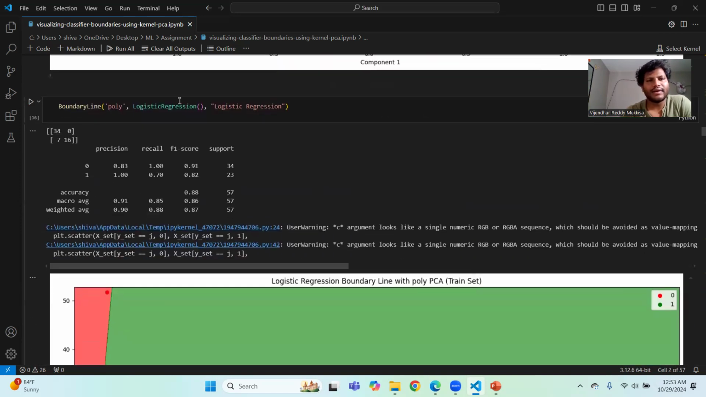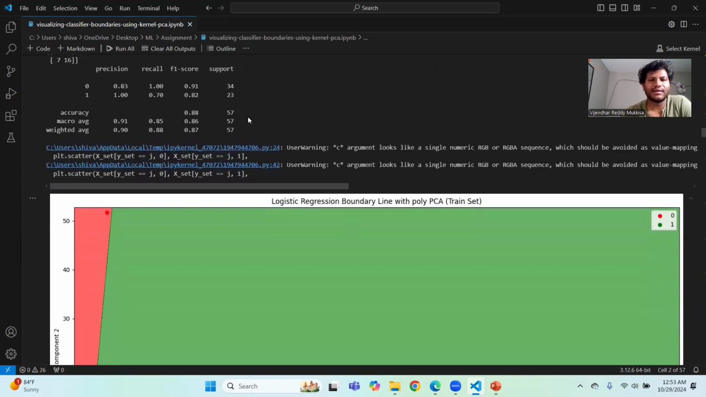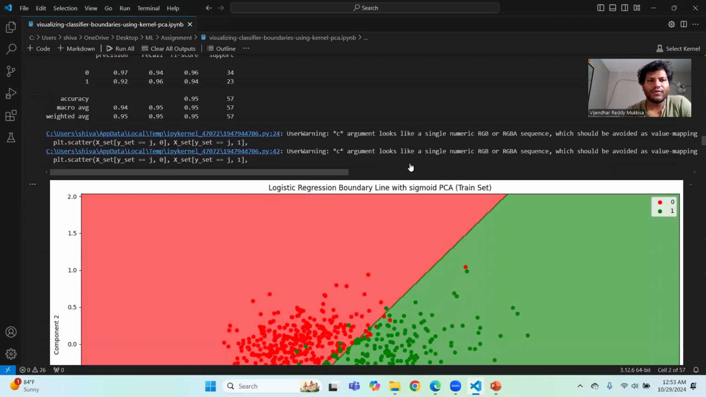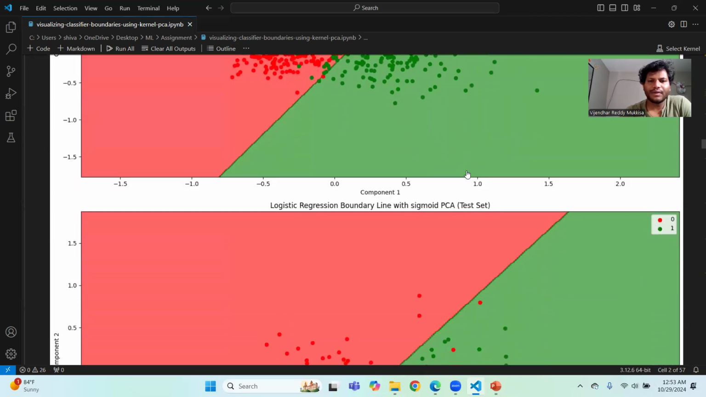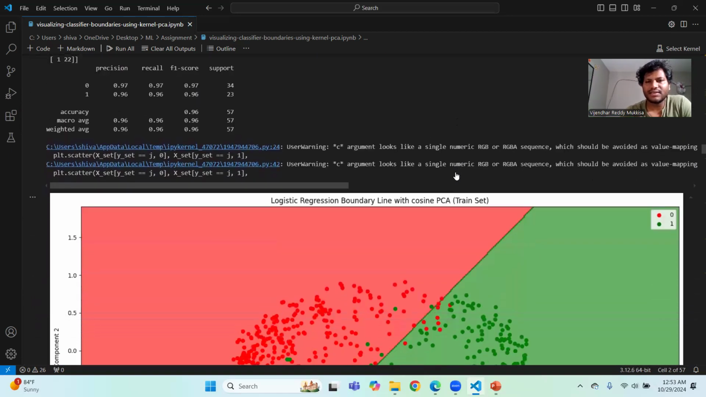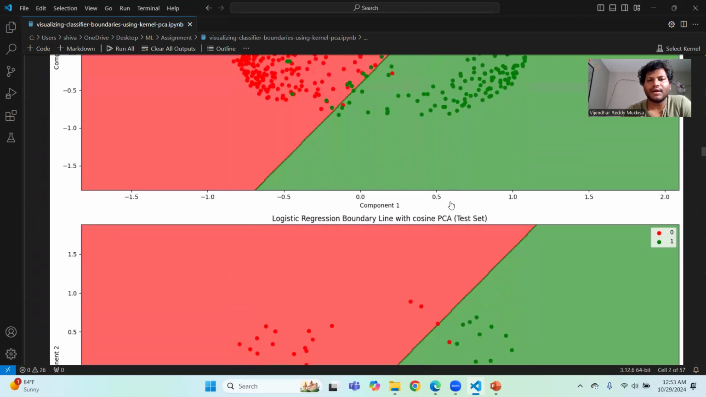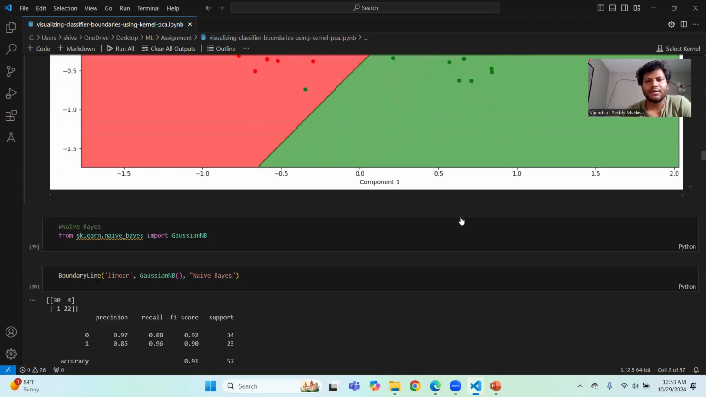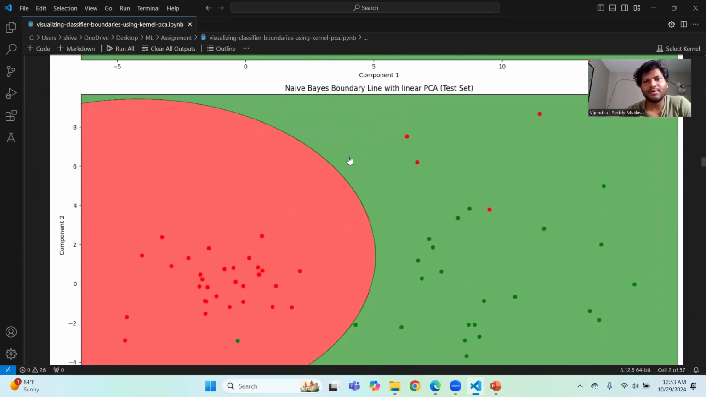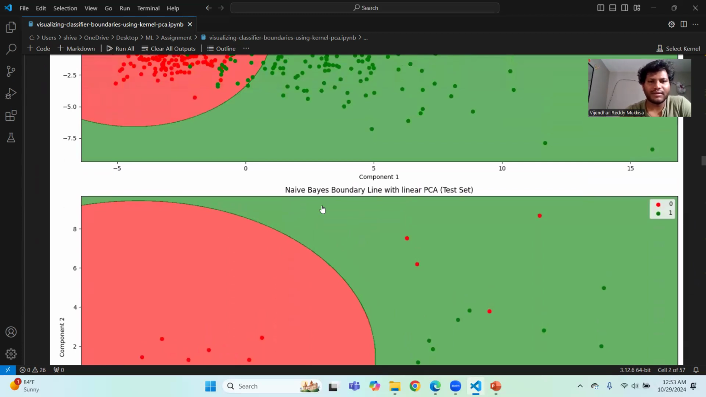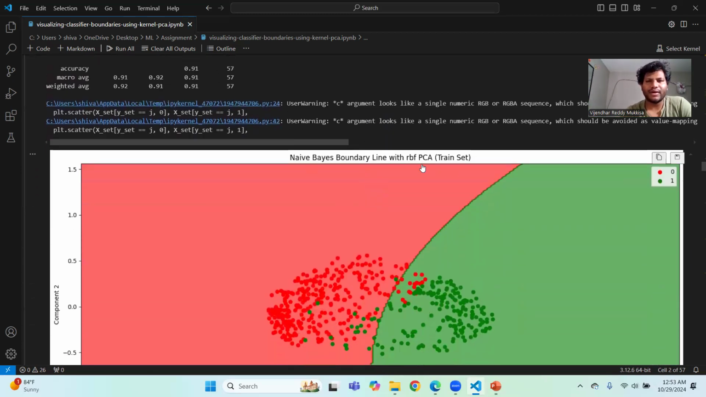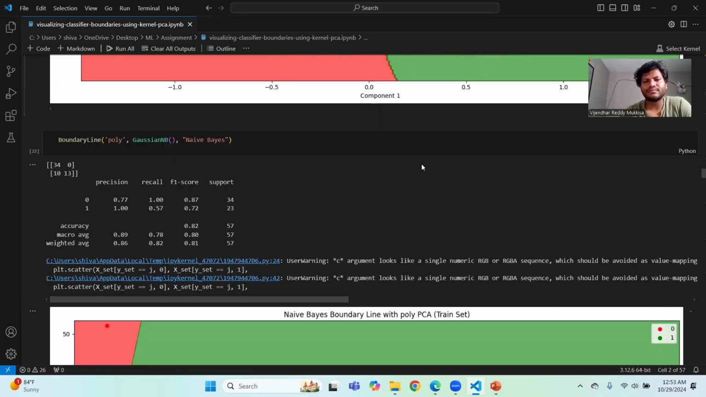Looks good here. Coming to logistic regression for poly PCA, in the same way we have it for sigmoid PCA, for test and train, and likewise for cosine PCA. Basically these look similar for everything, but the graph varies for each. It is the Naive Bayes boundary line with linear PCA, test and train, and in the same way we have RBF PCA, test and train.